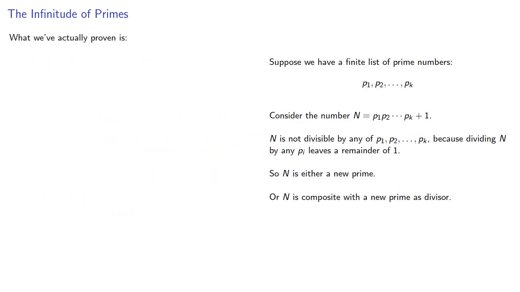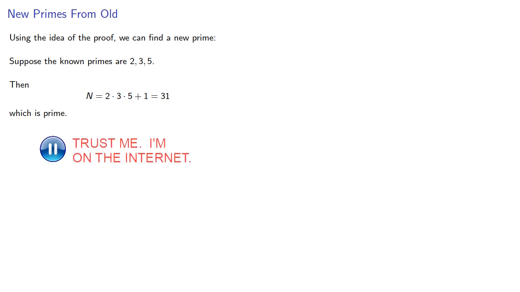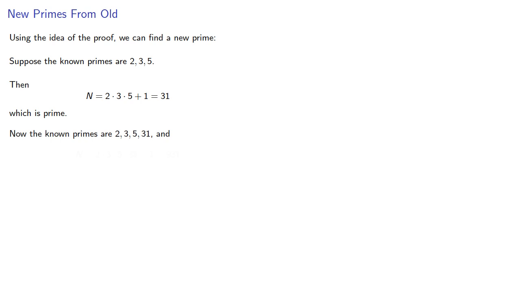And what we've actually proven is the following. If the known primes are some list, there's another prime, which is either the product of all the known primes plus 1, or a prime divisor of this product. Using the idea of this proof, we can find new primes. For example, suppose the known primes are 2, 3, and 5, then their product plus 1 is 31, which is prime. Now the known primes are 2, 3, 5, and 31, and their product plus 1 is 931, which isn't prime, but does have a prime factorization that gives us two new primes, 7 and 19.